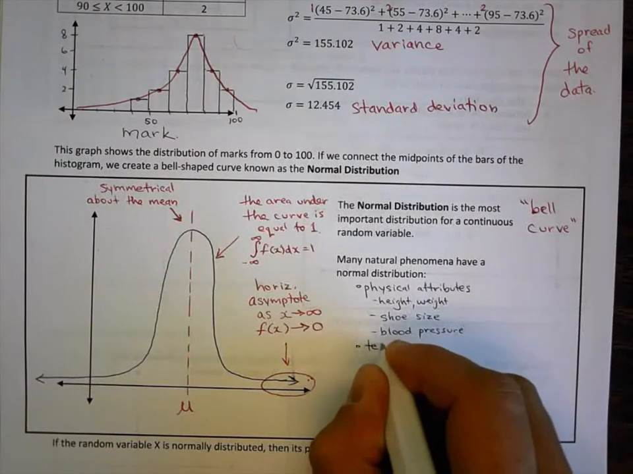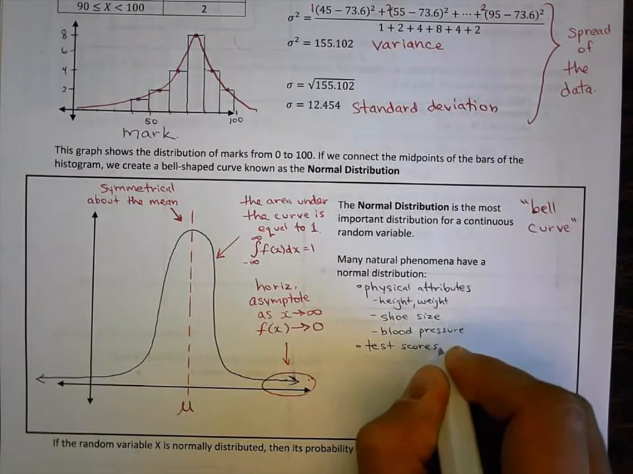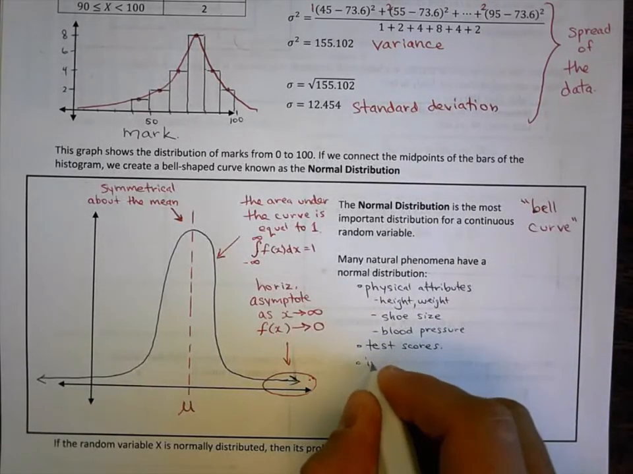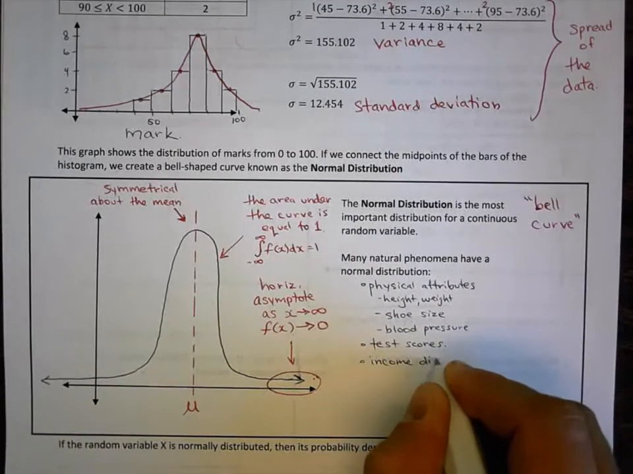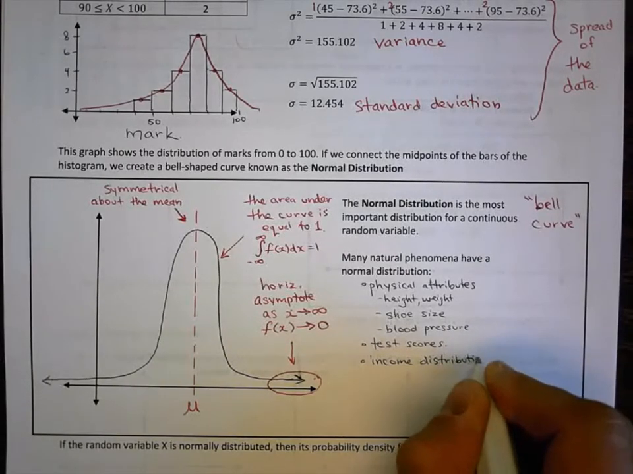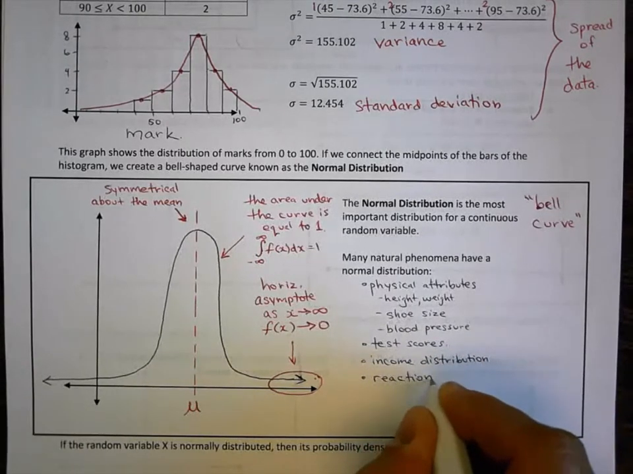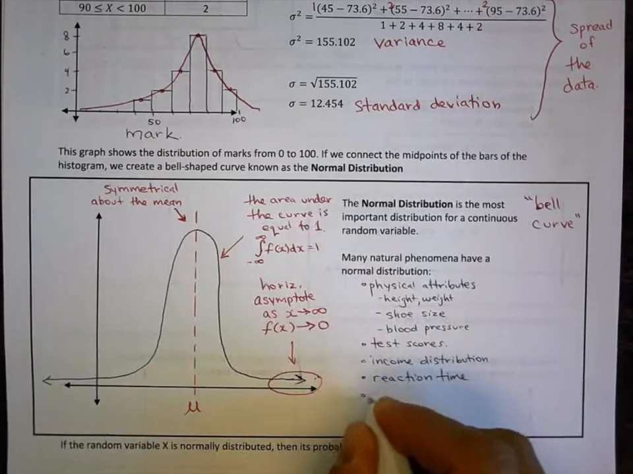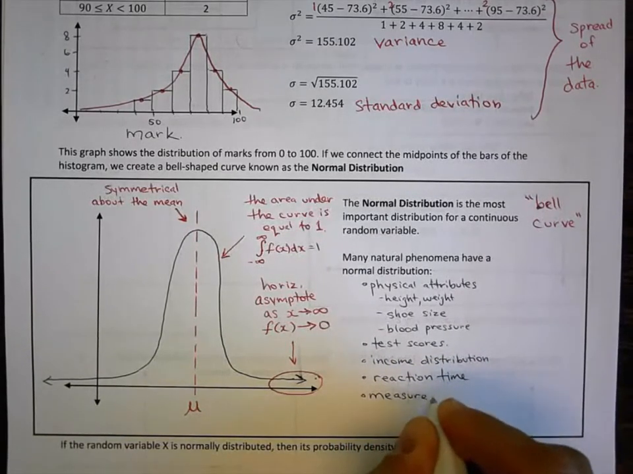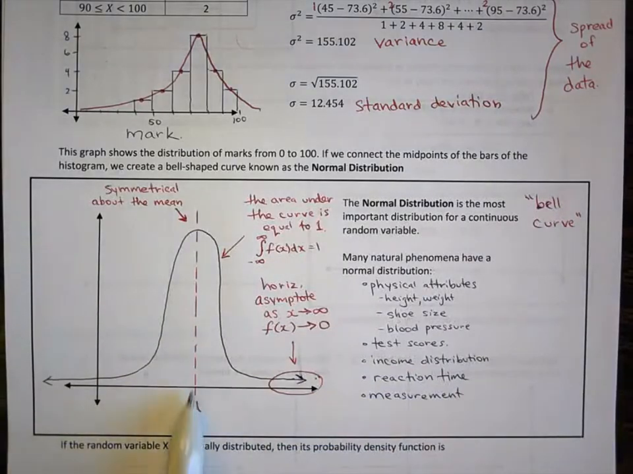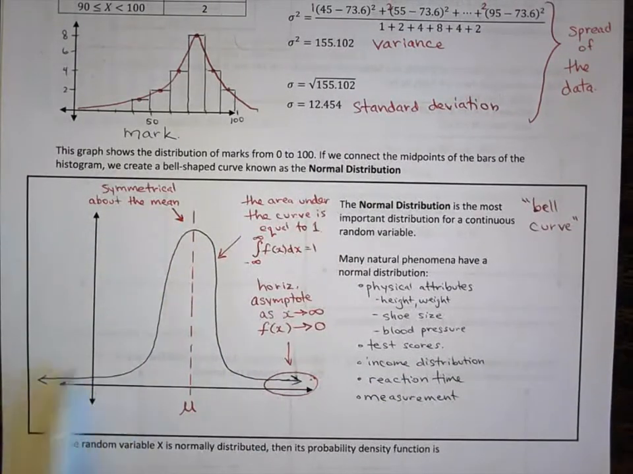Test scores is a big thing for this. What else? Income distribution. Most people are around the average, and then there's some very rich people and some very poor people. What else? Reaction time. Measurement error. If you were to measure something, you'd be off. On average you'd have an average amount, but then sometimes you'd be really off, too small or too large. So measurement error. Normal distribution is all over the place. So this is what we're going to be using for this entire lesson.